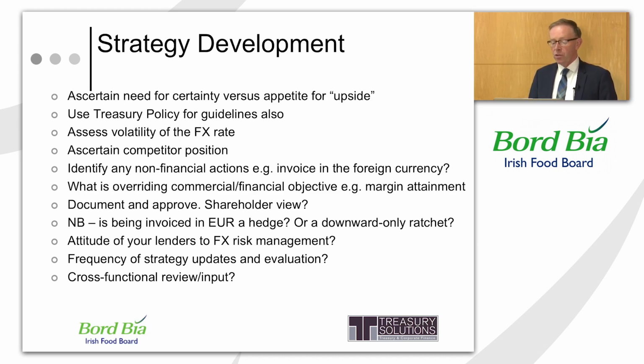What is the overriding commercial financial objective? Because really, at the end of the day, you're selling whatever you sell into the UK, or you're buying whatever you buy from the UK. You're trying to achieve a margin. You set out to make a sale into the UK. You say, if I sell X amount of it, it costs us 10 euros to make it. We want to sell it for 12 euros, and 12 euros at 87p equals whatever it is in sterling. Then you want to make sure that you can sell that sterling at 87p.